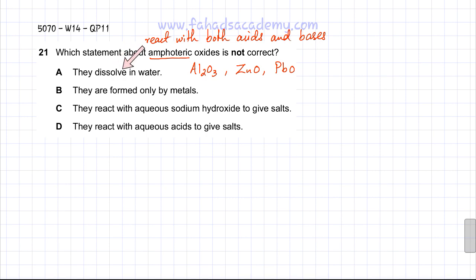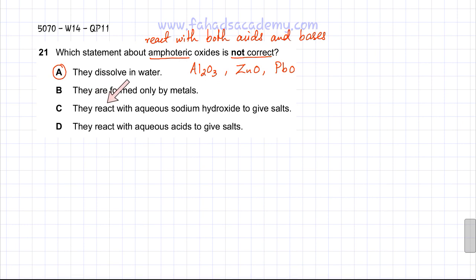So the first statement, option A, is definitely incorrect. So that was what the question was looking for. It was looking for the incorrect statement. So the first statement, option A, is incorrect. The rest of the statements are correct. If you look at option B, they're formed only by metals. So most amphoteric oxides are metal oxides. There are certain metals, metalloids to be specific, that form amphoteric oxides.